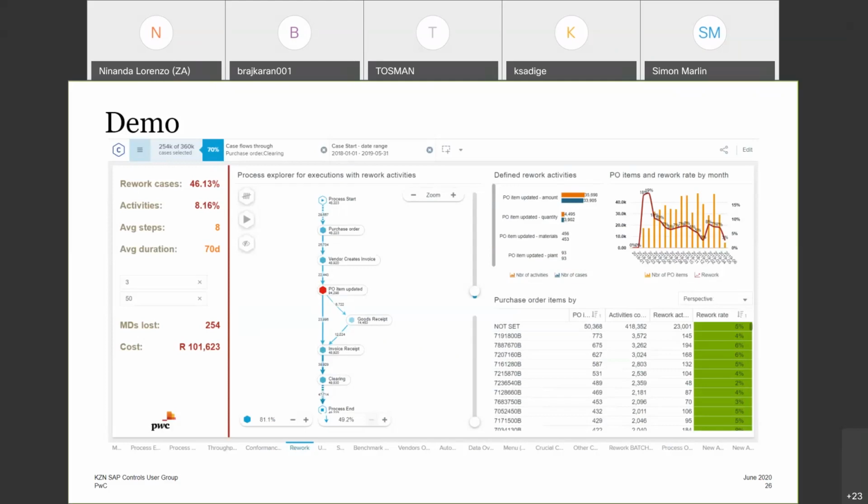So if we look at the top, I'm not sure if you can see my little mouse, but if we look past the process flow and we look at the graph called defined rework activities, here we can see on a bit more granular level what is being updated. And lo and behold, it's amounts.